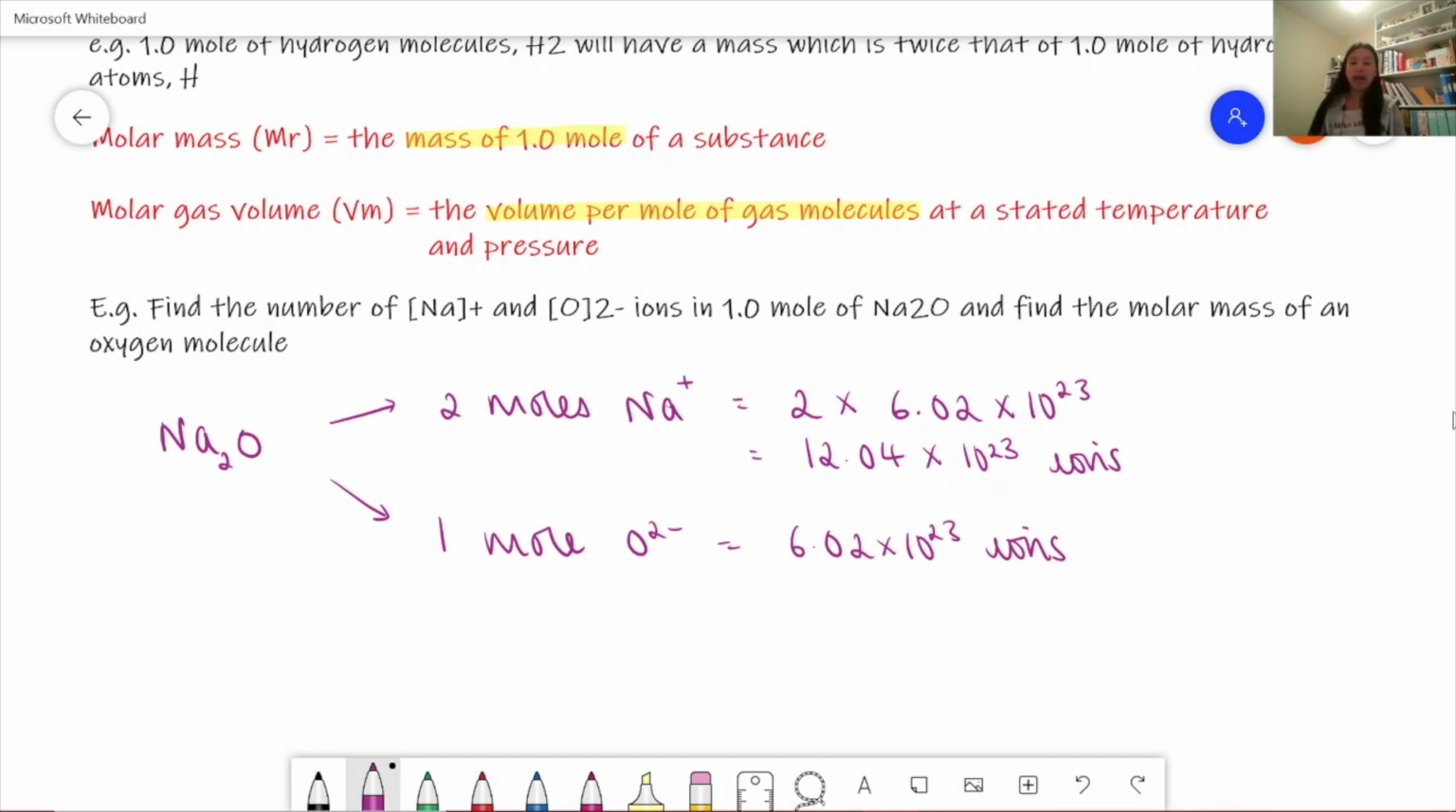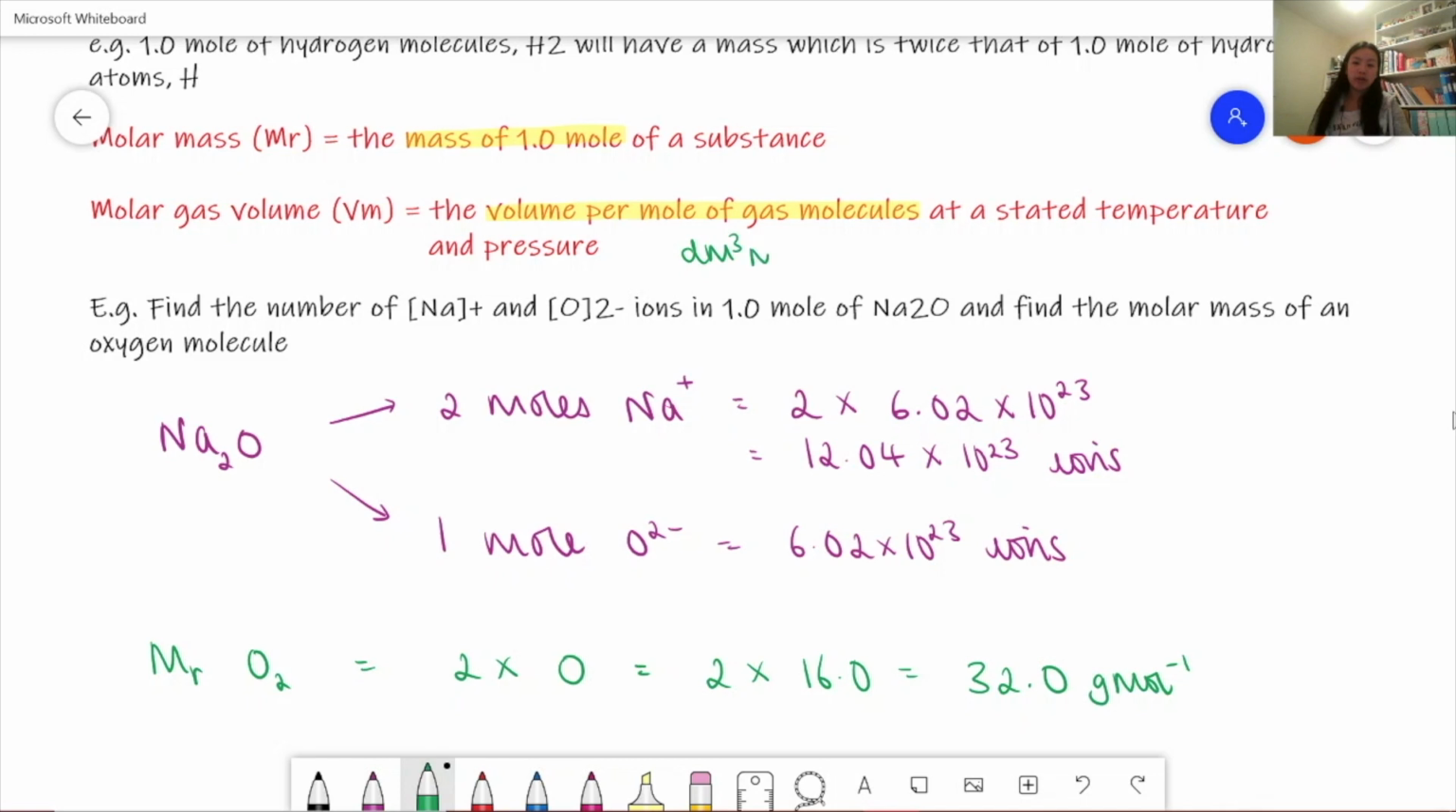Then for finding the Mr of oxygen, we have that Mr of oxygen is equal to 2 times 1 oxygen atom. So we'd have 2 times the relative atomic mass of oxygen, which is 16.0, and this would give us 32.0 as our molar mass for oxygen. One really important note is that this molar mass is measured in grams per mole. And also this molar gas volume is measured in decimeters cubed per mole.